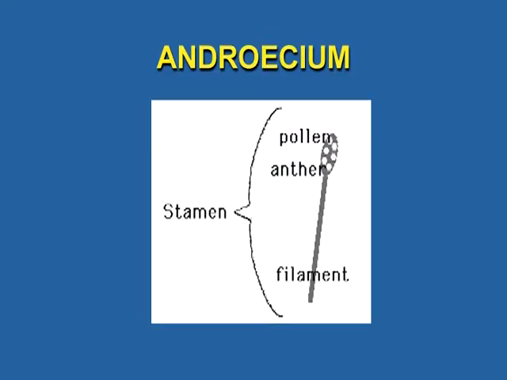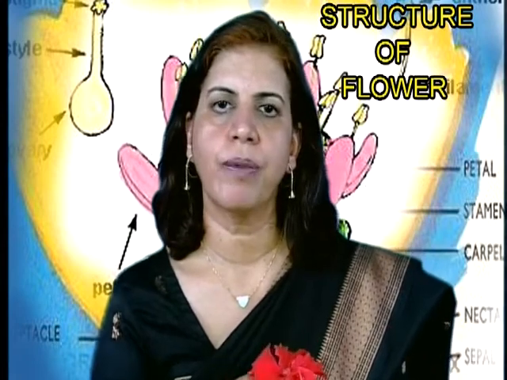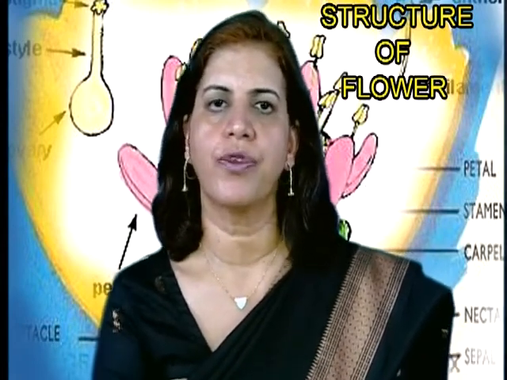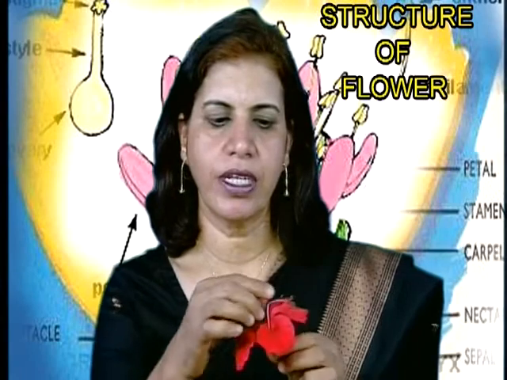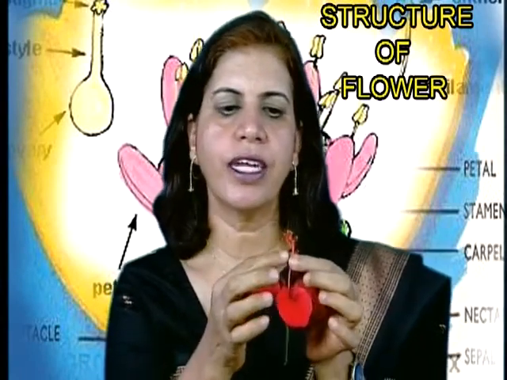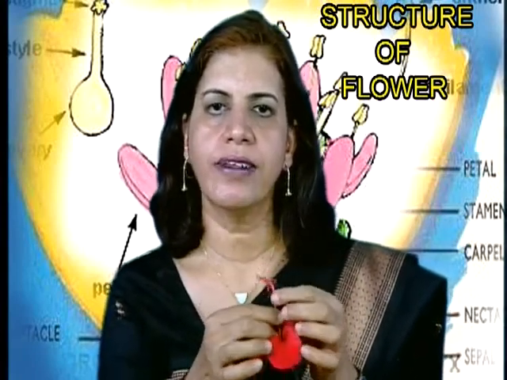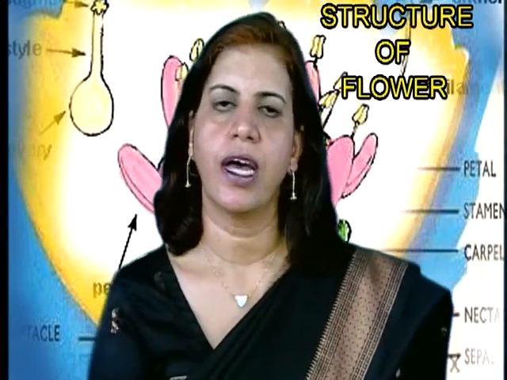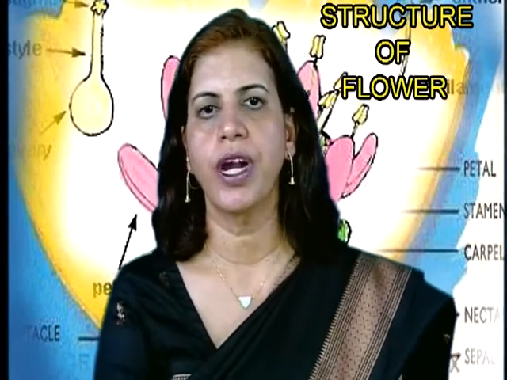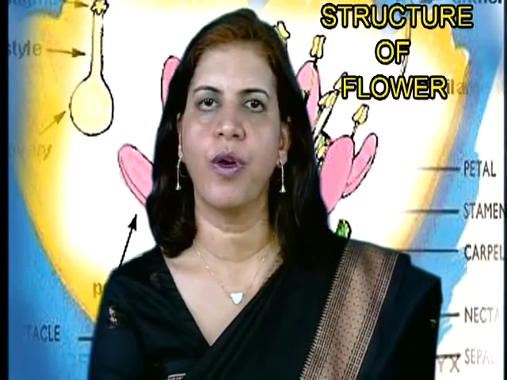Now, we see in the diagram on the slide, the next organ is the androecium. Androecium, the third group of appendages, consists of stamens. Collectively, these stamens present on the flower are known as androecium. Each stamen may be regarded as a highly modified leaf. It is also known as microsporophyll.